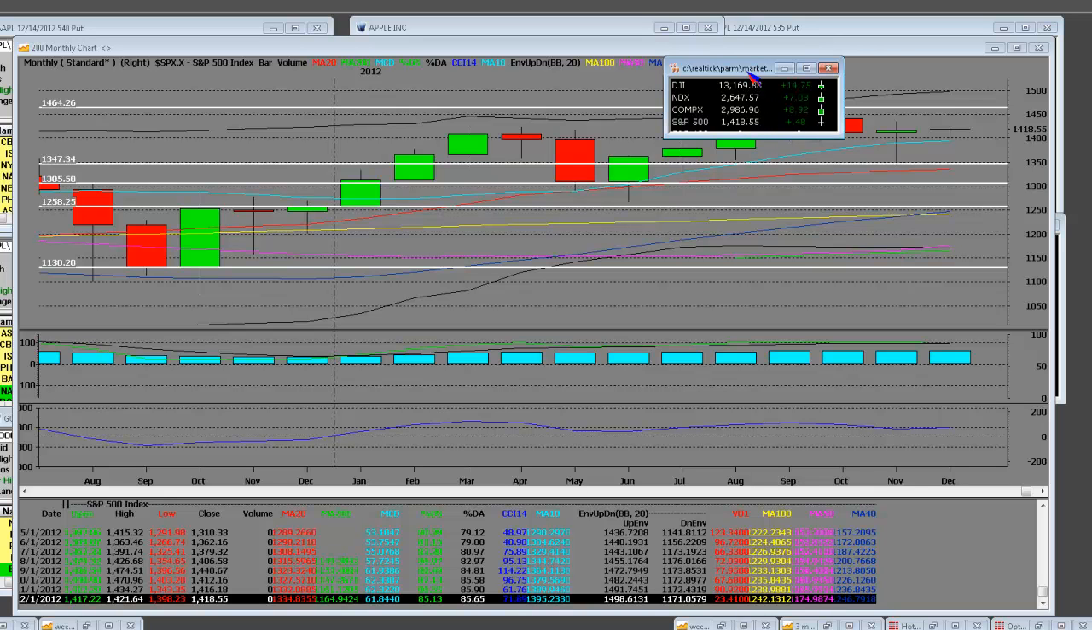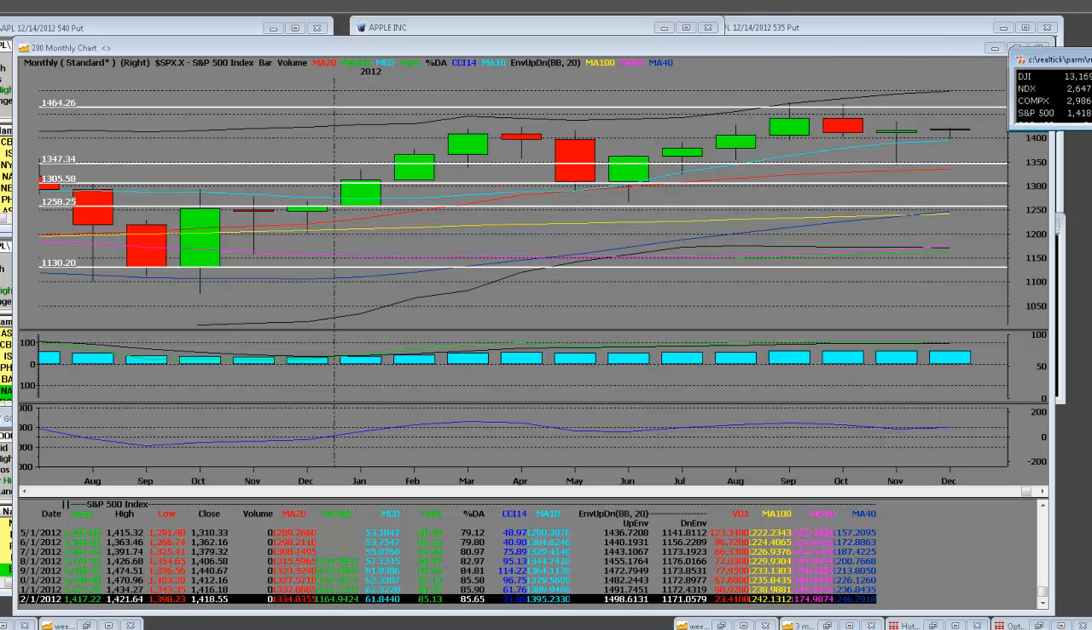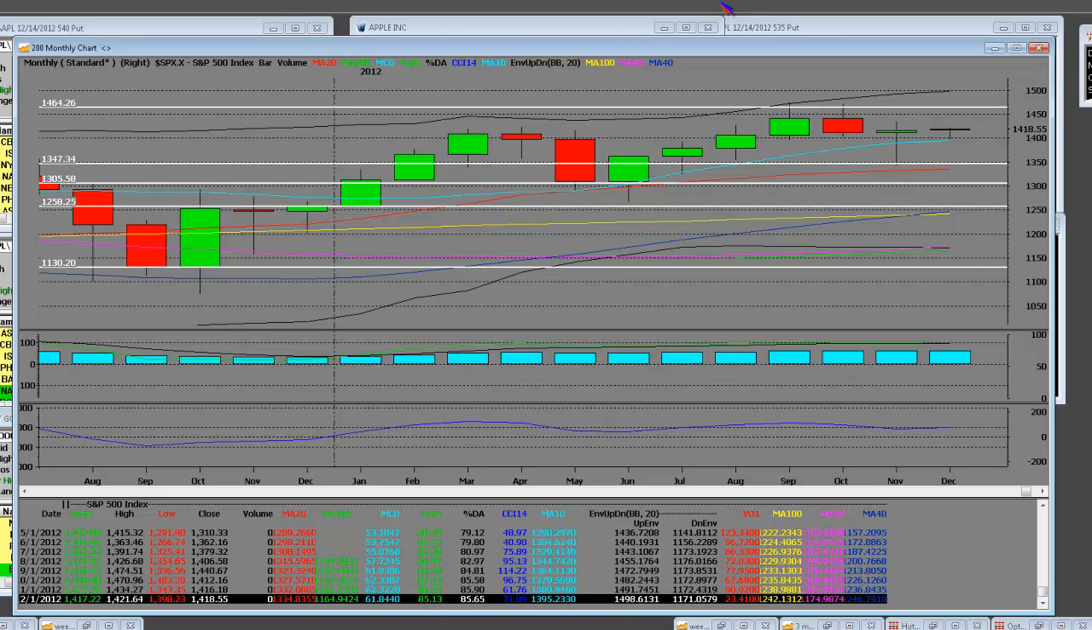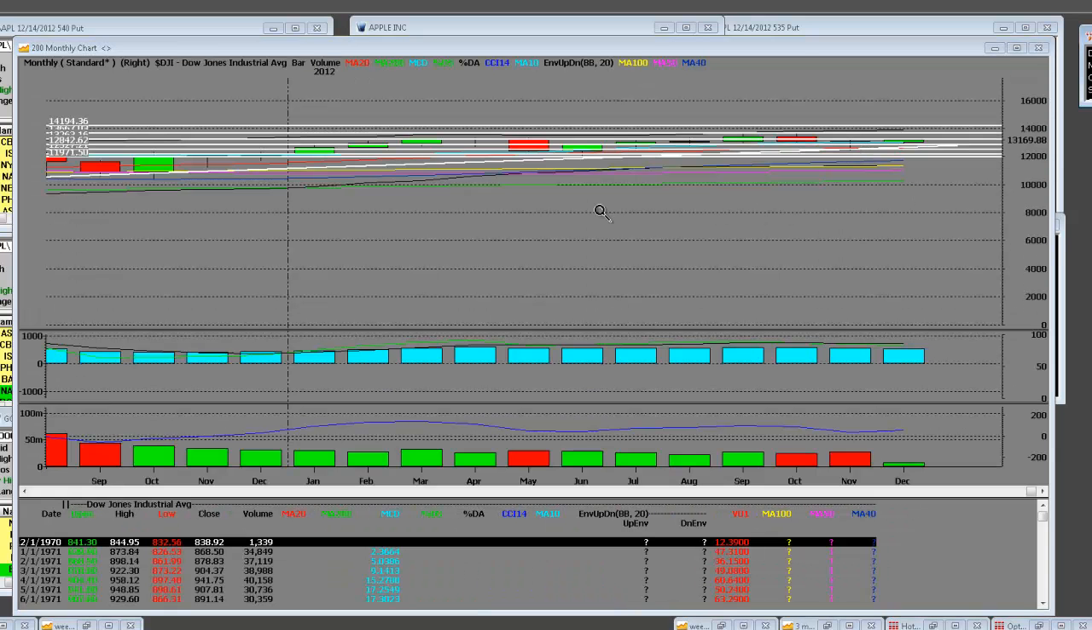S&P 500, 1418.55. One of the things we'll tell you is that the 10-month moving average is right now at 1395.23. It'll change, but we're sitting on top of that as that support level. That's today. Now, let's take a look at the Dow, where there's 30 components in there.